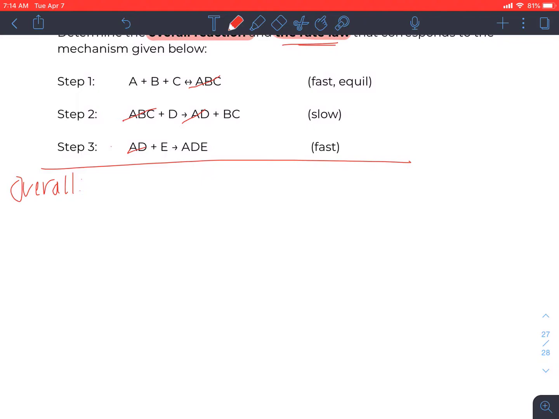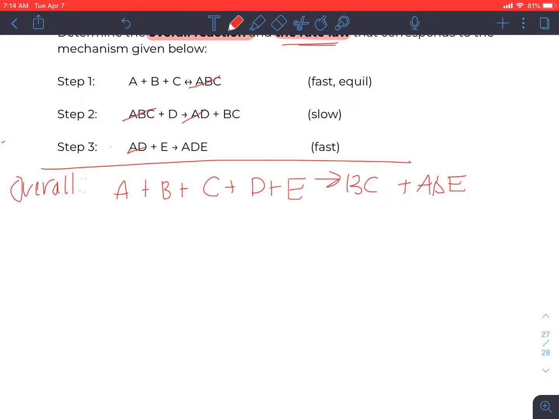So if we were to write the overall, it would be A plus B plus C plus D plus E yields BC plus ADE. That's our overall reaction. So that's good. Okay, so how do we write the rate law now?